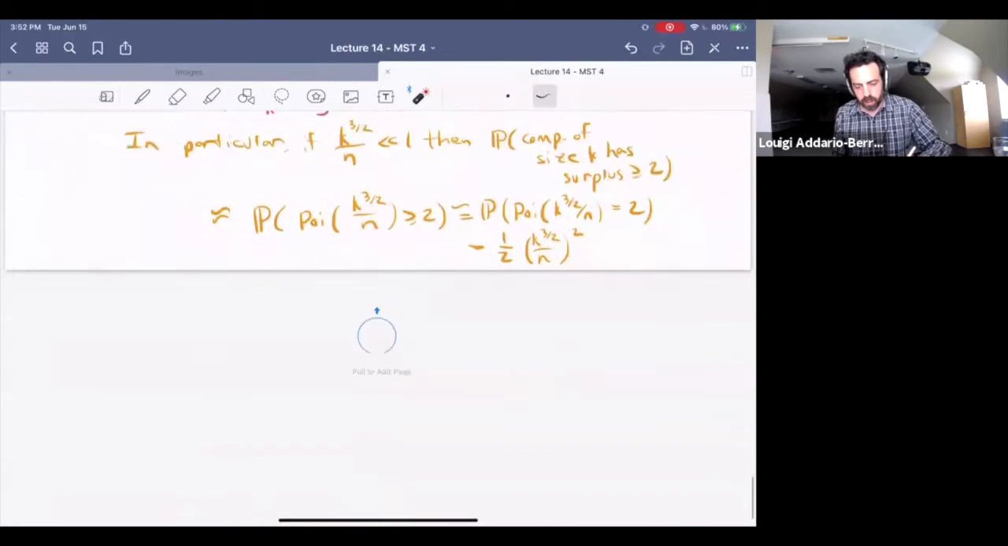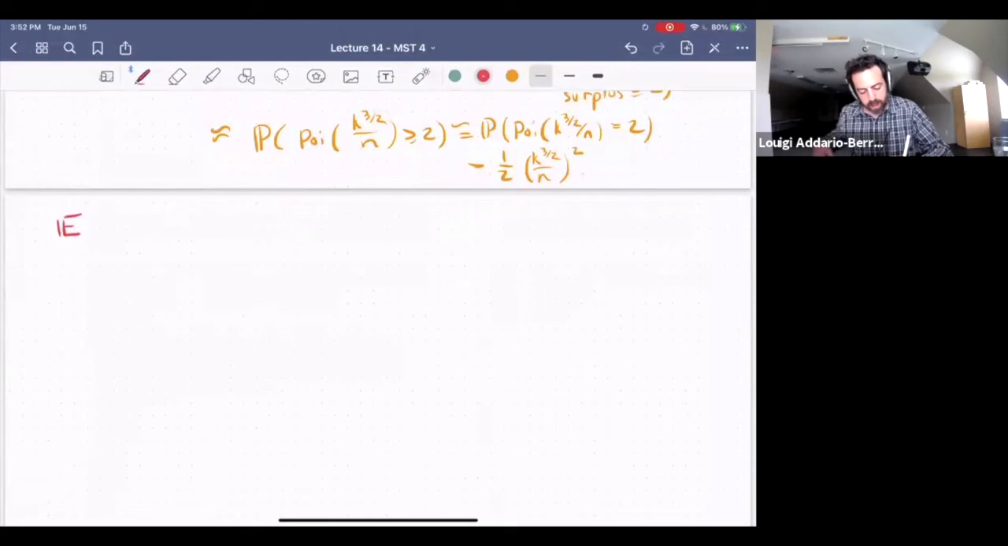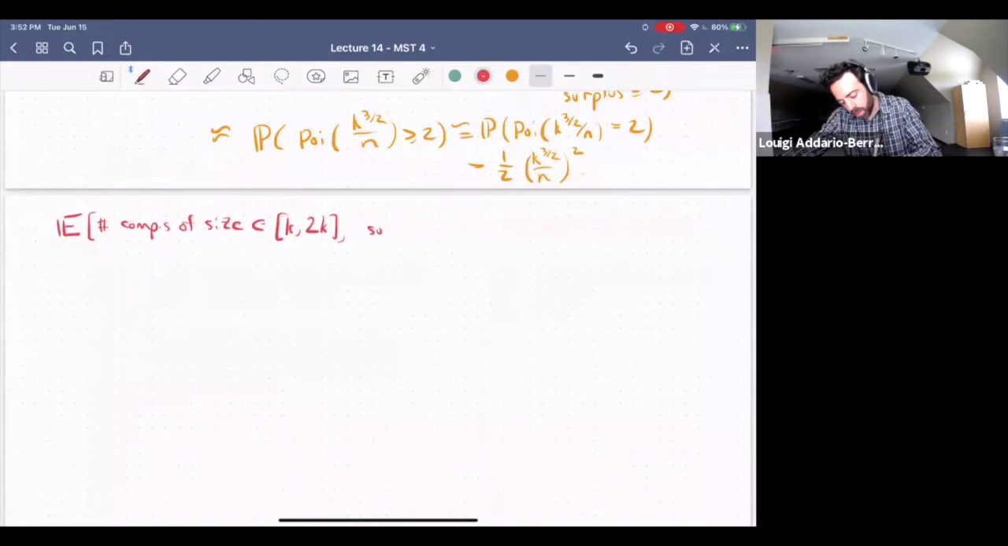Okay, so let's just use that to do a rough calculation of the expected number of components of, let's say, size in some dyadic interval k to 2k, and surplus bigger than 1.